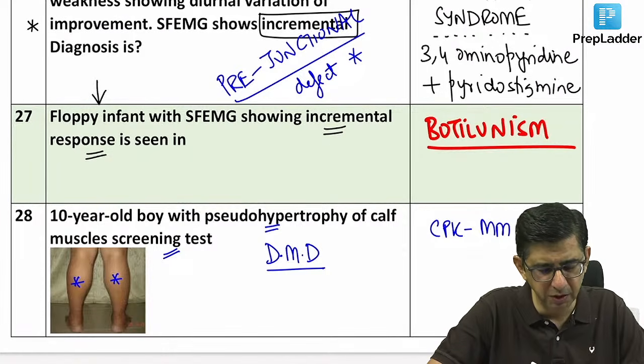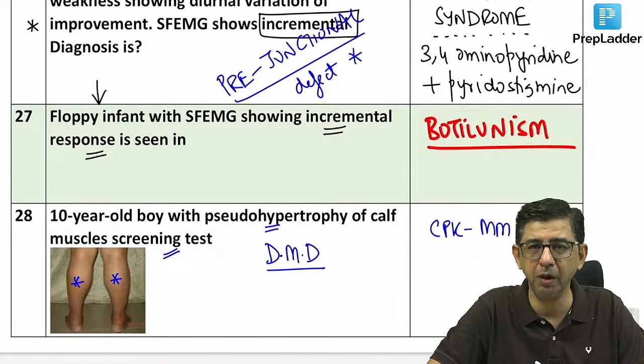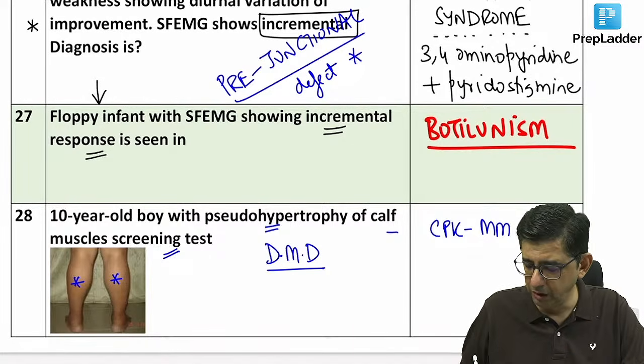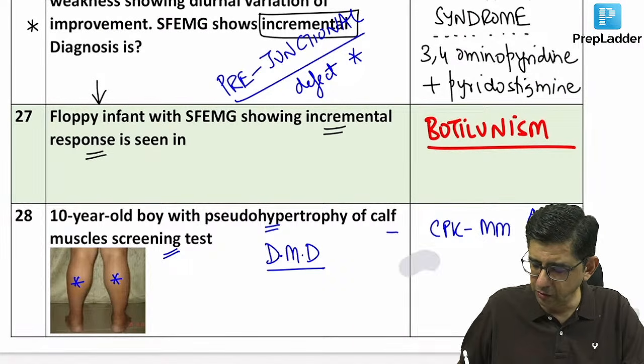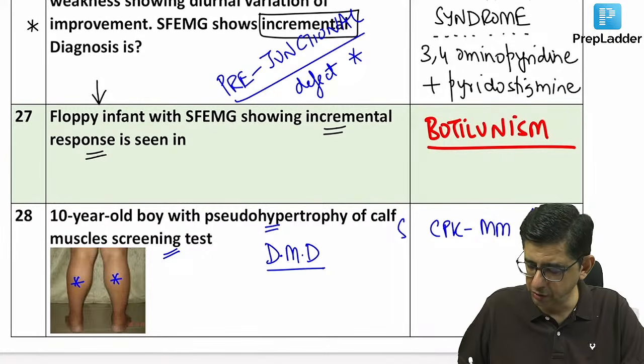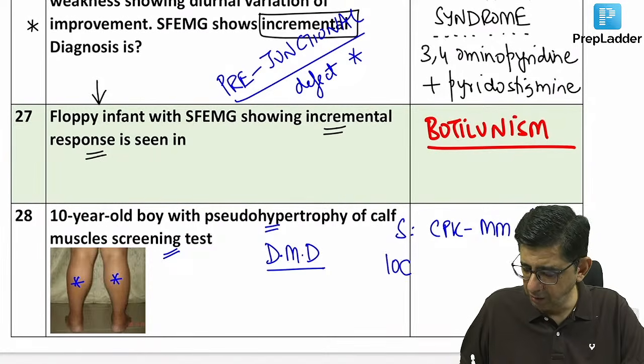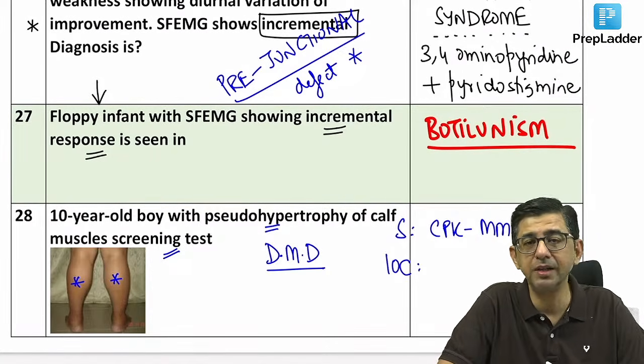Somebody just mentioned CPK. I just want to clarify it is CPK MM levels in this case. Now you can quickly comment on the investigation of choice. I mentioned the screening test already, so I'll just write S for that: the screening test is CPK MM. Now it's the investigation of choice.